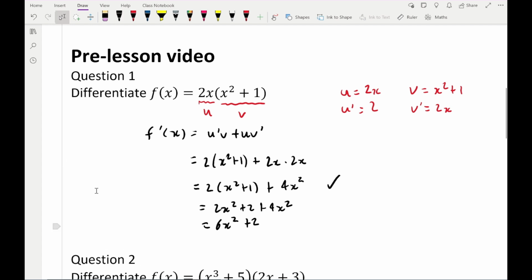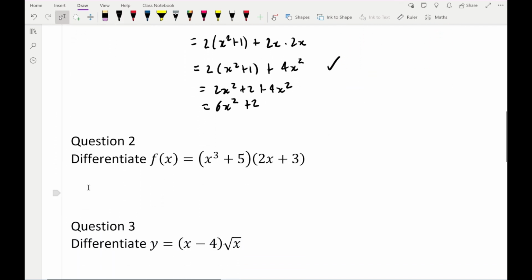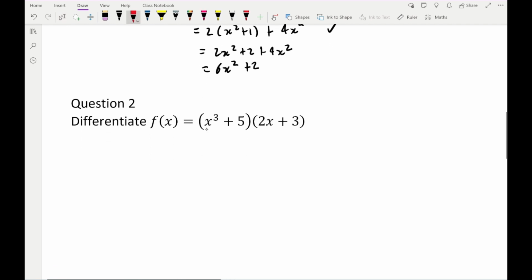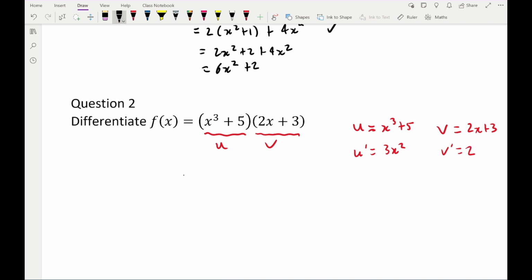Okay, next one we're going to do is differentiate this function here. So again, you could have just FOILed this out rather than using the product rule and done it term by term, but the product rule speeds it up a little bit. Some things we'll find later on down the track will be impossible to differentiate without the product rule, so it's really important we know this. X cubed plus 5, and then 2x plus 3 are our u and our v's. U dash is going to be 3x squared, and v dash is going to be 2. So the product rule tells us the derivative is u dash v plus uv dash.